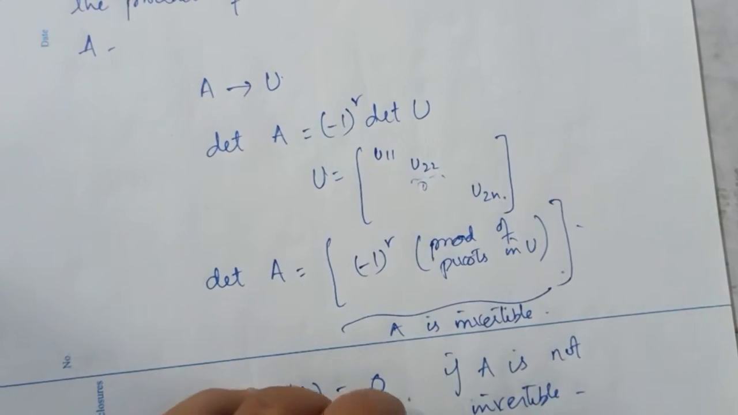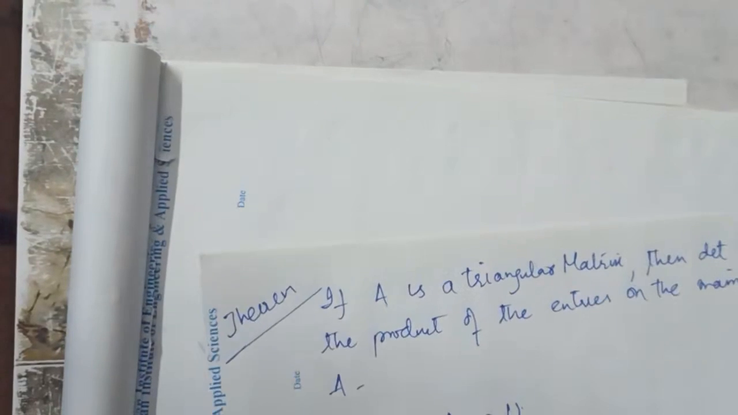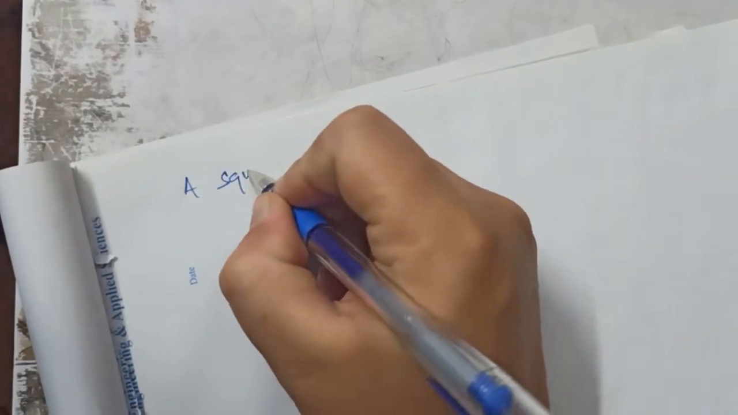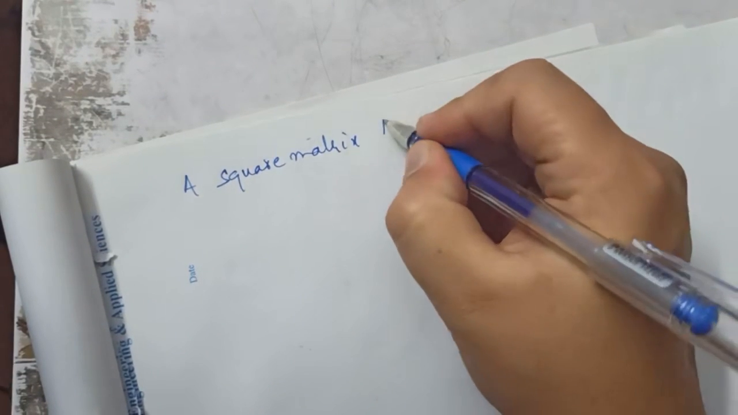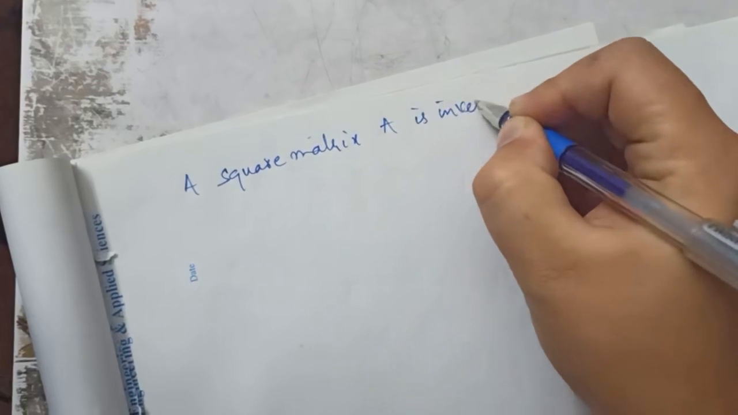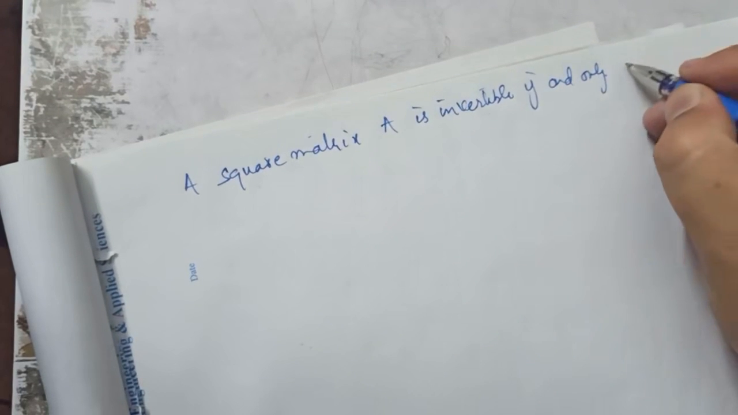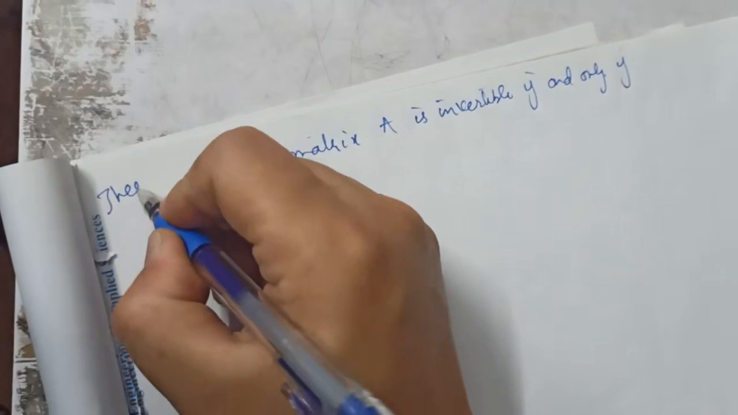Okay, so we can actually say there's another theorem that relates to the invertibility of this square matrix: a square matrix A is invertible if and only if the determinant of A is not equal to 0, right? This is also in the theorem.